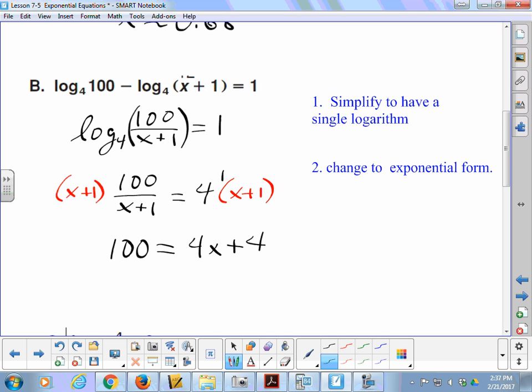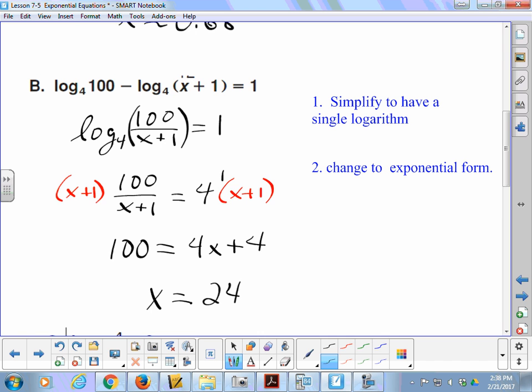Or you could just leave it like that and divide by 4 first. Either way. Okay. So then we subtract 4 and divide by 4. So x equals 100 minus 4 is 96, and 96 divided by 4 is 24. All right, and if you stuck that in your calculator, you would get 24.